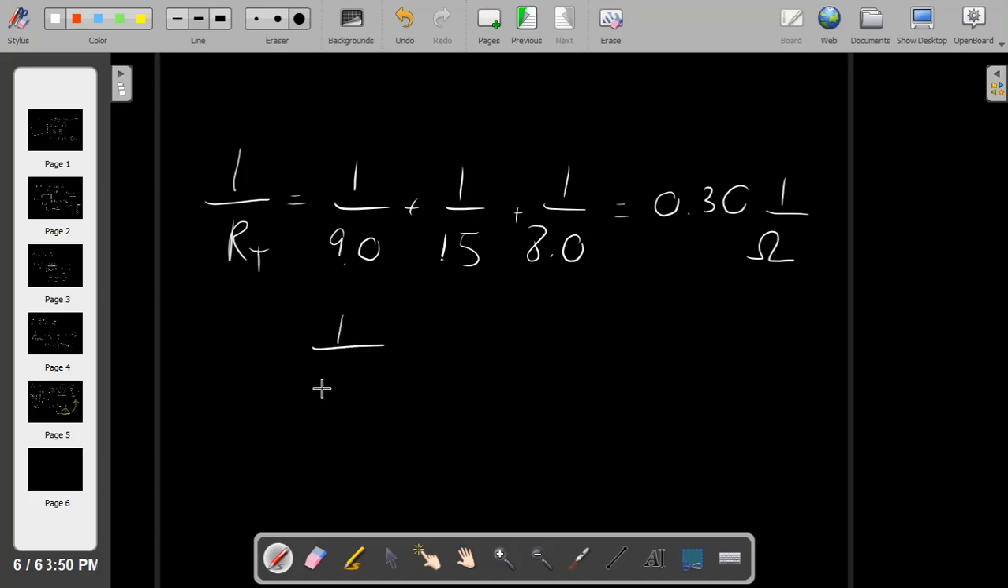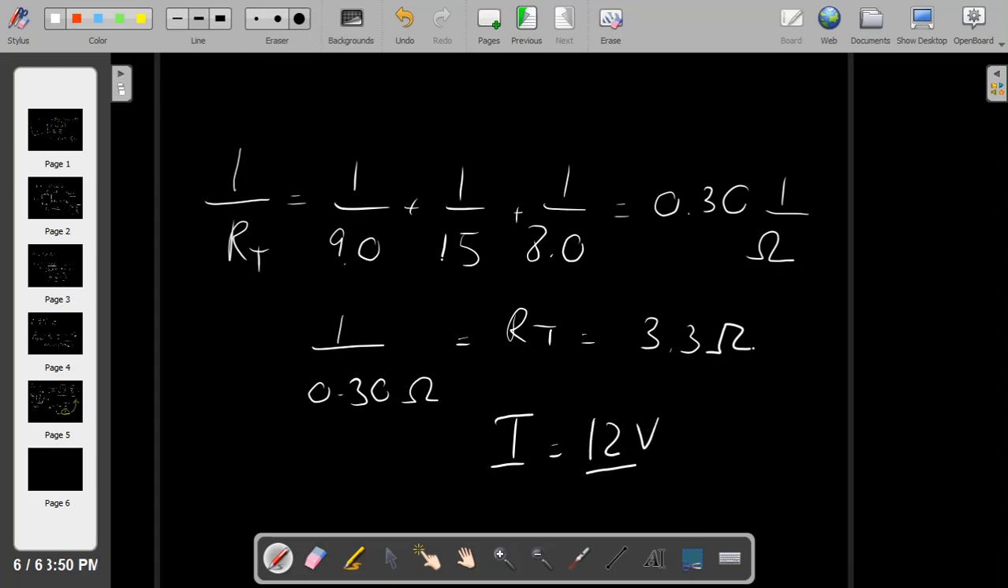You're not done yet, okay? Remember to divide 1 by 0.30 ohms to find your resistance total, and that is 3.3 ohms. Now I have what I need to calculate my current, because the voltage given to me was 12 volts, and I just calculated that resistance, 3.3 ohms. If I put everything in my calculator, I get a current, electrical current, that is 3.6 amps.